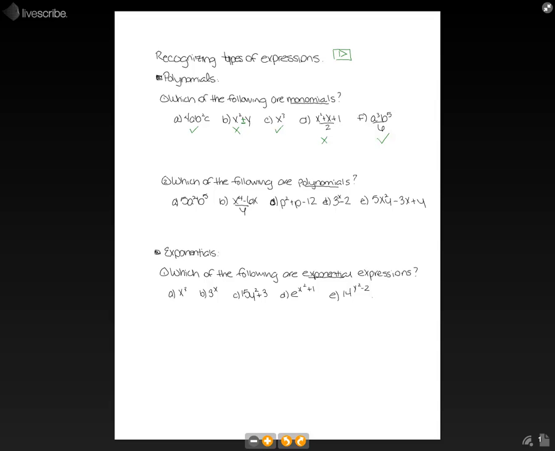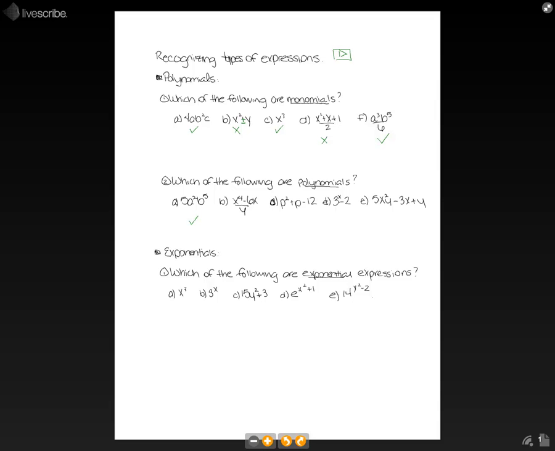For the second question, we're asked which of the following are polynomials. Polynomials, like we said before, can have addition and subtraction. They just cannot have negative exponents or a division of variables. For letter A, we have 5a squared b to the 5th. This is a polynomial. It also happens to be a monomial. It's kind of a subset of polynomial.